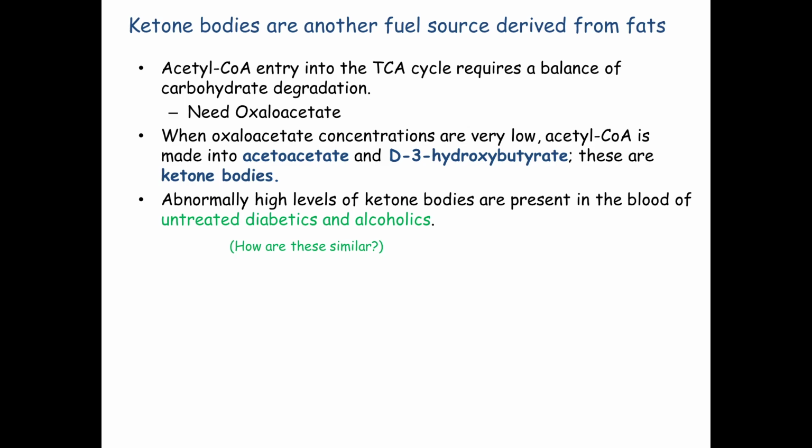Also in alcoholics, while not necessarily a lack of glucose, there is an excess of ethanol. Ethanol is converted to acetyl groups, acetyl-CoA. And so in the cell again, there's a disproportionate amount of acetyl-CoA compared to oxaloacetate.